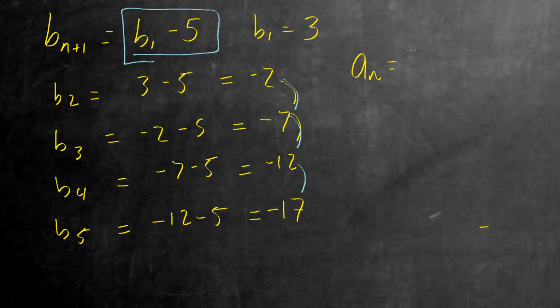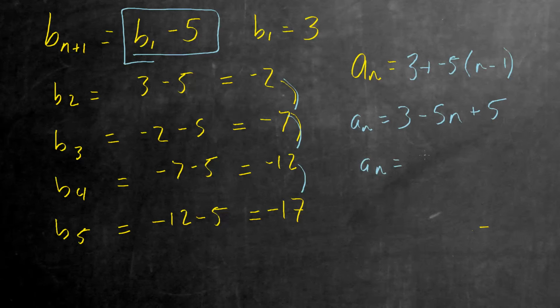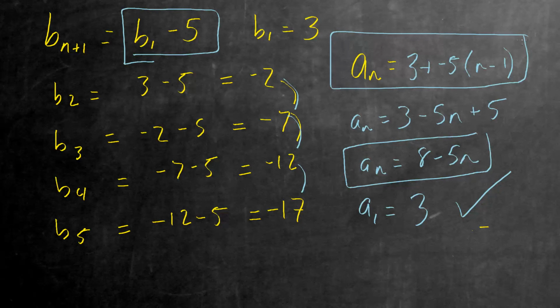So our formula is a1 plus d times n minus 1. And let's see if that works. Is a(n) equal to 3 minus 5n plus 5? Is a(n) equal to 8 minus 5n? Does that work for our first term? If I put a 1 in, is a1 equal to 8 minus 5? Yes. So there's our formula. And we could totally leave it like this. Either one would be fine. Kind of going back to those Algebra 2 formulas. All right, 812 done.